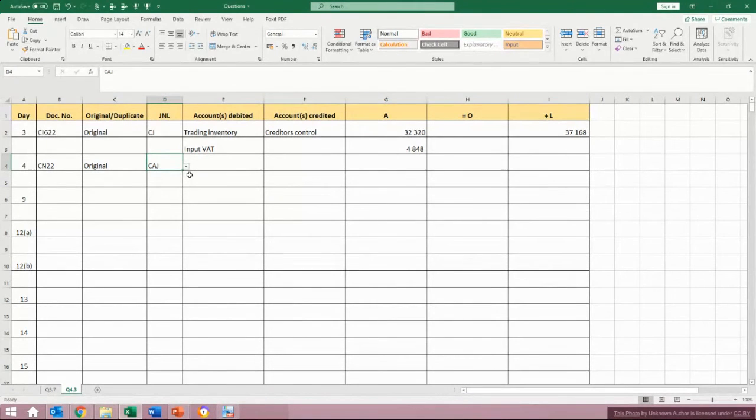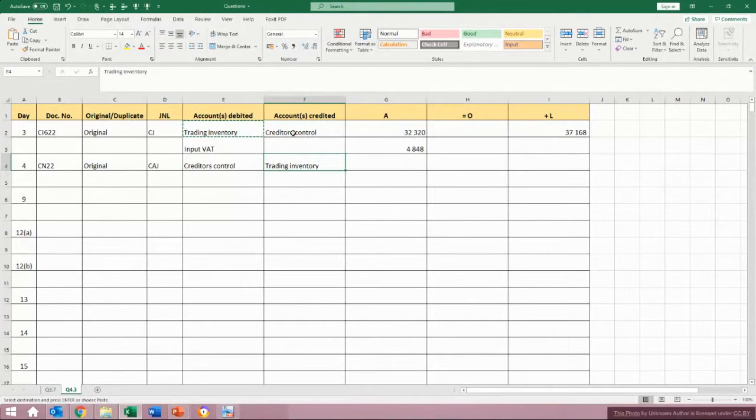Okay, so Tumelo says we're going to debit creditors control. Okay, so we're debiting creditors control because we are decreasing that value with the amounts that we've returned. Okay, and what are we going to credit? We're going to credit trade inventory. Okay.